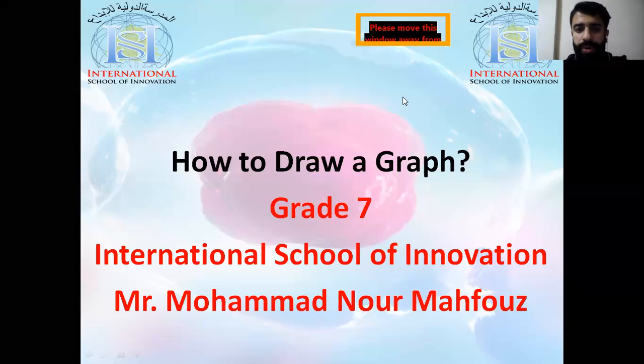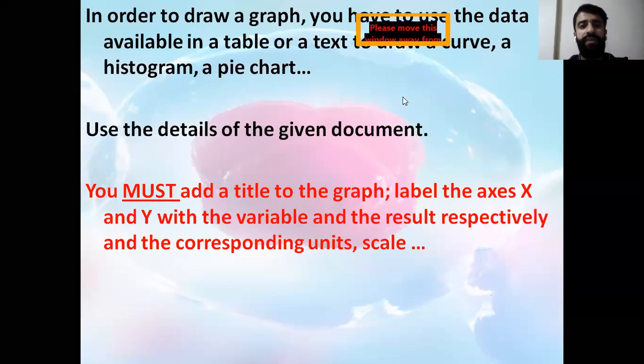And here we go. First, we have to draw the graph. In order to draw a graph, you have to use the data available. You have to use the information given, either in the table or in the text, in order to draw the graph. First we're going to start with the curve. Next, we will draw a histogram and also a pie chart.